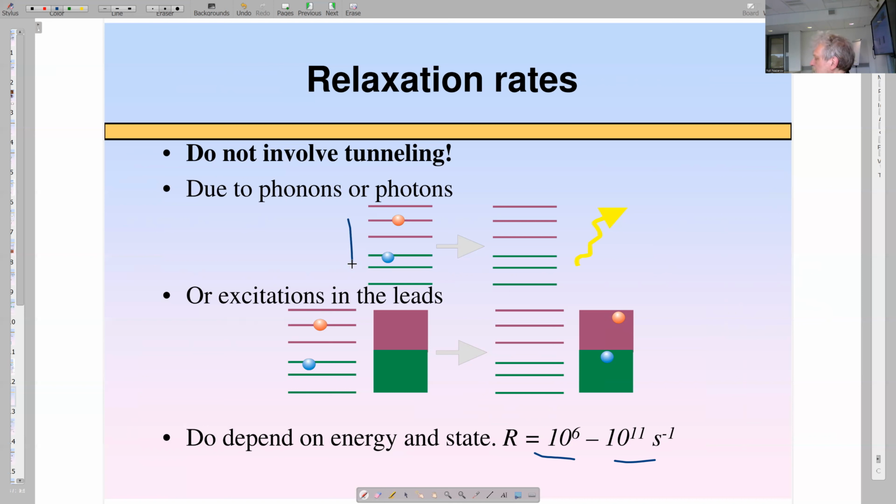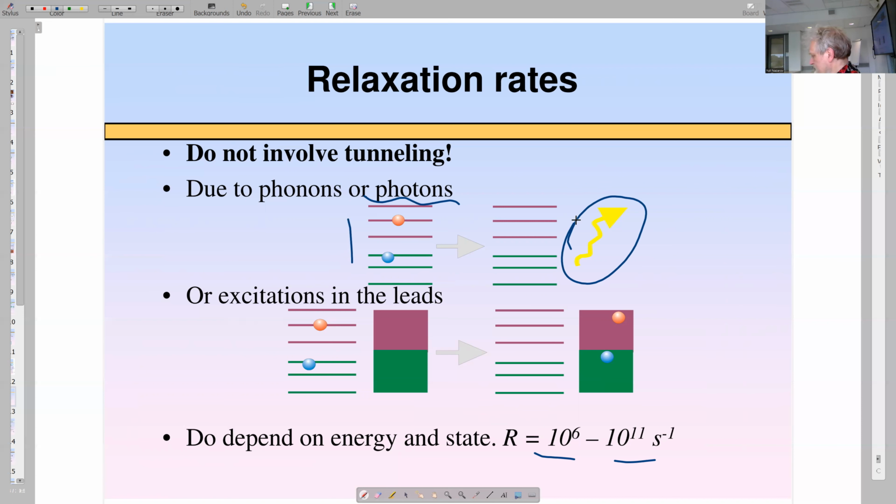It could be phonons, because the dots are in a crystal lattice and not in vacuum. There is always interaction with vibrations. It could be photons, excitations of the electromagnetic environment of the quantum dot. In this case, it just becomes a quantum, which flies away somewhere.